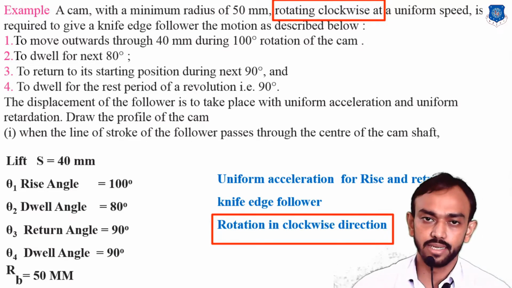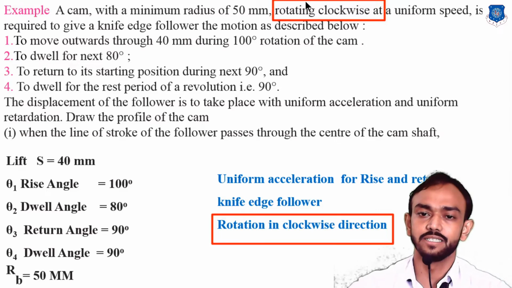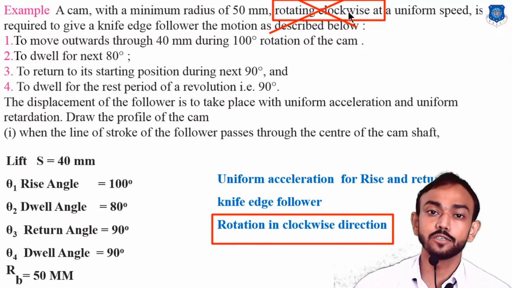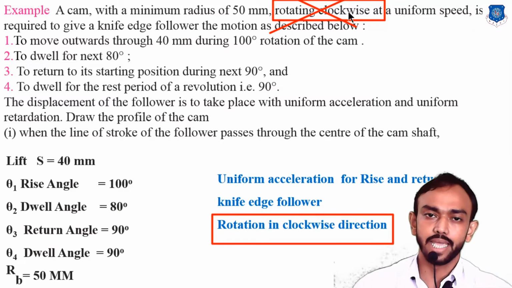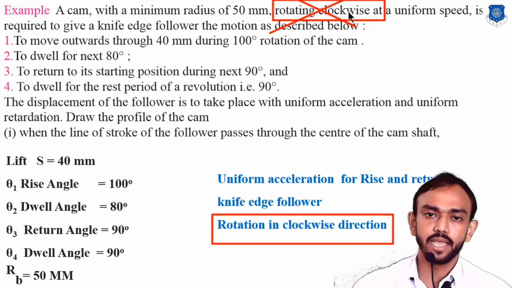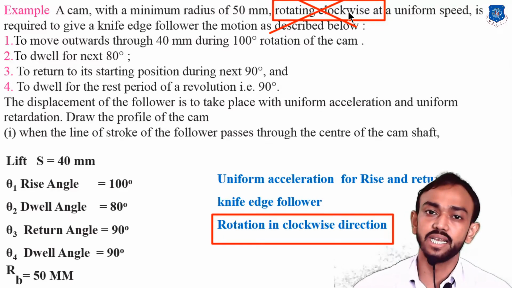And remember that if the direction is not given, we always assume that the cam rotates in a clockwise direction, so we always draw the cam profile in an anti-clockwise direction. If an example states that the cam is rotating in an anti-clockwise direction, then we have to draw the cam profile in a clockwise direction.